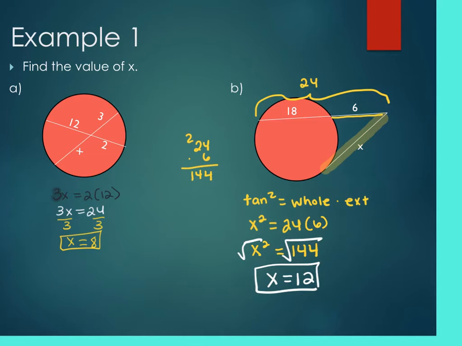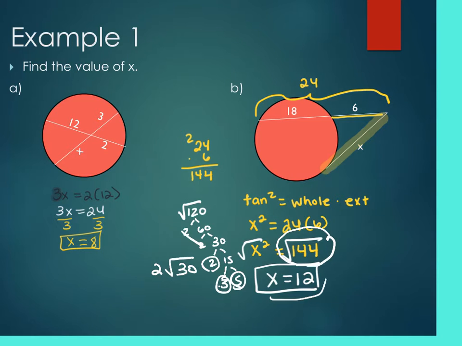You might find that that number is not a perfect square, so let's say it was something like the square root of 120, for example, and then we would use the factor tree to break that down until we found the product of primes. And then for each pair, one of those numbers comes to the outside. None of these have a match. So that would be 6 times 5, or 30. So again, in this case, it was a perfect square. So my answer is X equals 12. If it was not a perfect square, then we would break it down using our factor tree.